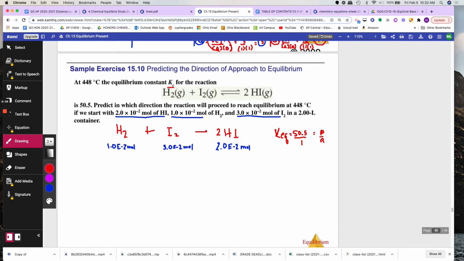Okay, so it says predict in which direction. So they're asking you, are you going to the right or are you going to the left?